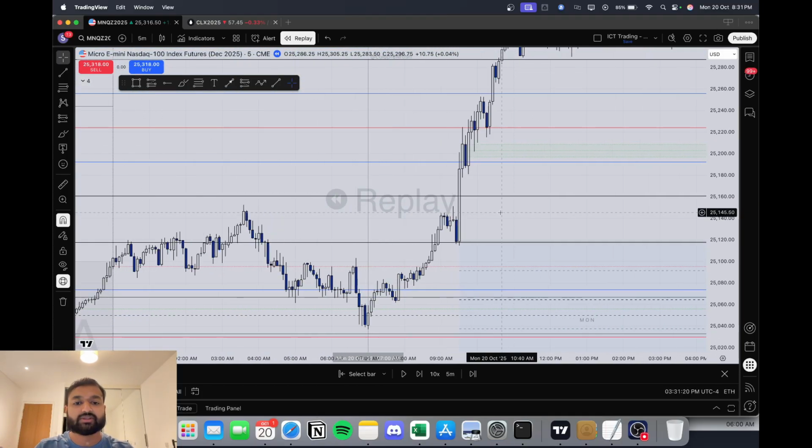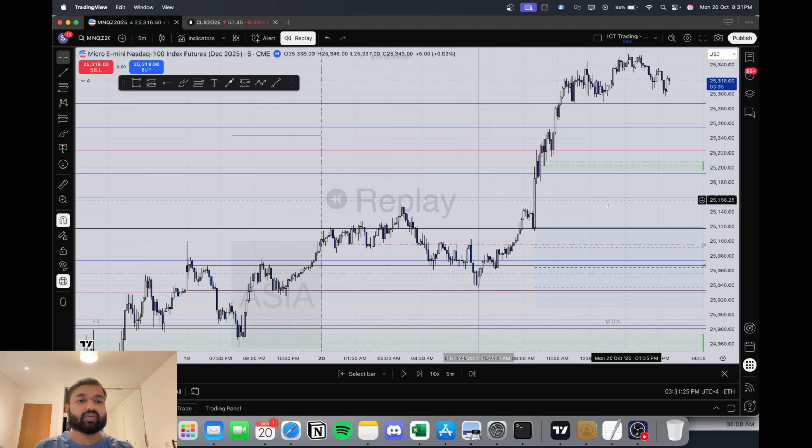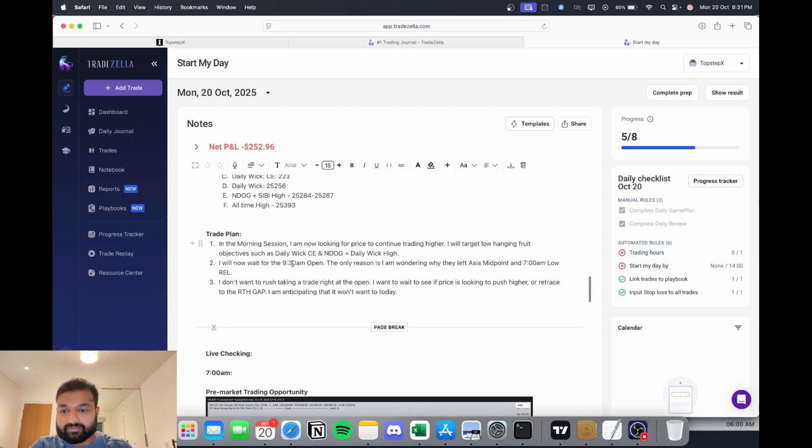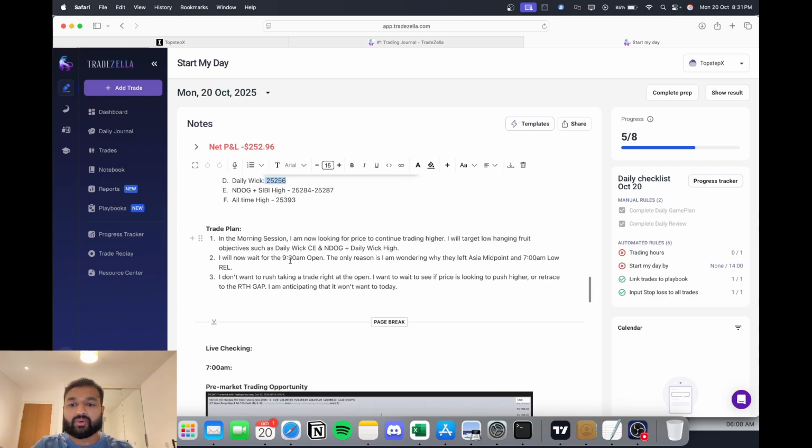And then as you can see, this is the daily wick, and then we clearly just kept trading higher, and these were my targets. In the morning plan, I wrote, in the morning I'm looking for price to continue trading higher. I will target low-hanging fruit such as the daily wick consequent encroachment and daily wick high. I will wait for the 9:30 open.